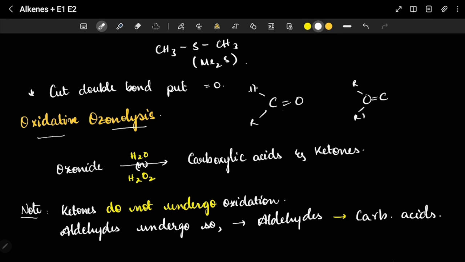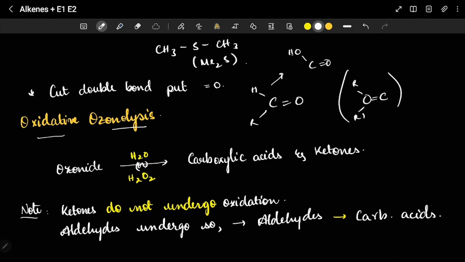Now, ketones do not undergo oxidation, that is the catch here. So a ketone, you are going to leave it like that. And whenever you get an aldehyde, remove the hydrogen and put an oxygen in the middle. Addition of oxygen is oxidation, right? So in oxidative ozonolysis, you are going to deal only with aldehydes and put an O with hydrogen. It will become OH.